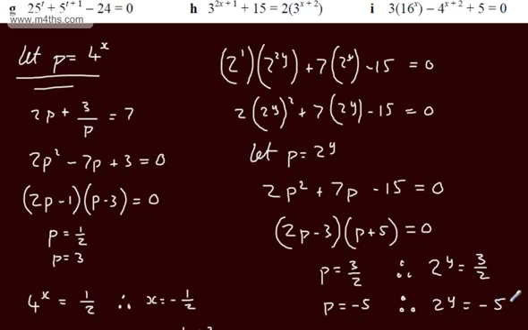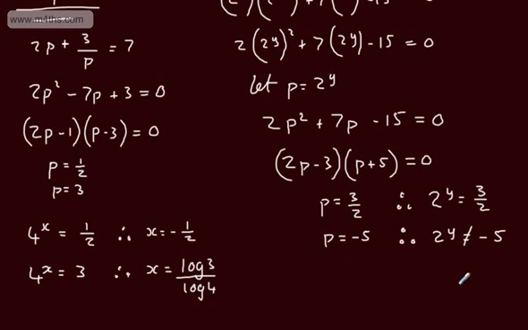Now 2 to the y can never be equal to minus 5, therefore this is not going to give me a valid solution, and I'd make a note of that, not valid.